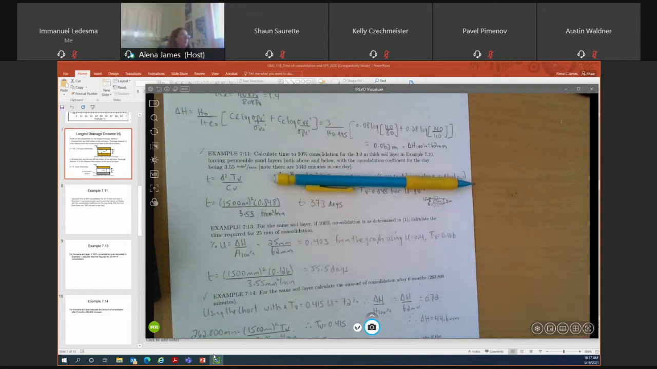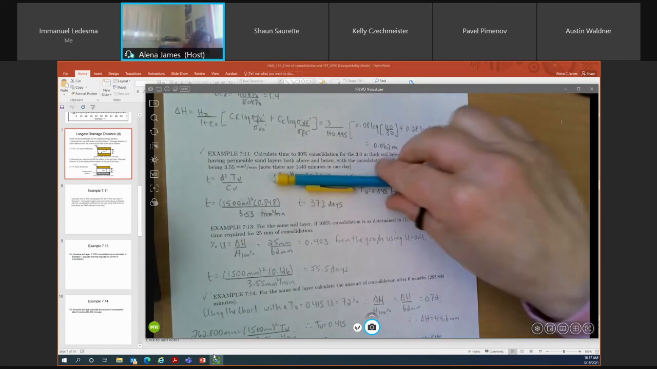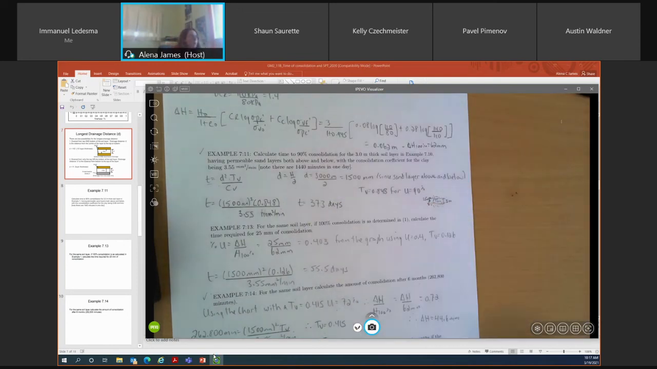Correct. It would be your H over 2. Correct, because that molecule of water can drain in either direction. It can drain upwards or it can drain downwards. So our D value is H over 2.